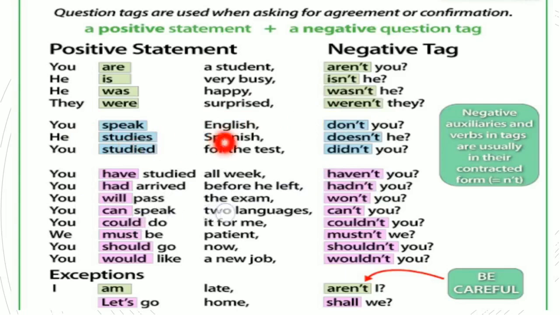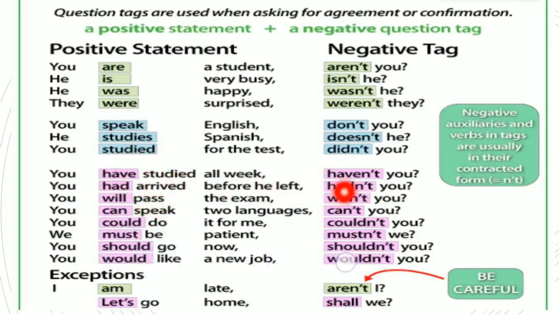You speak English. So don't you. Here a do is not there, but it is understood that you are doing something: you are speaking English, you are studying, or you studied. For example, you studied for the test, didn't you? So here it is understood. It is a do type of verb. You have studied all week. So here the verb is already given.